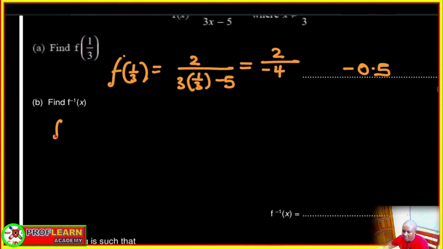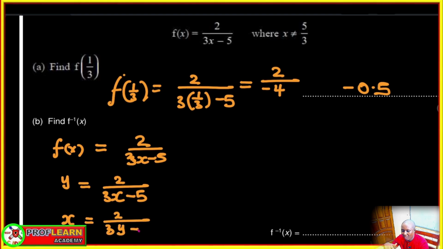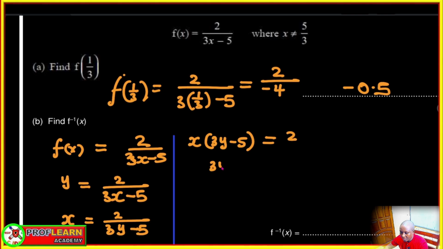The first thing that we're going to do is write f(x) like that. We change it to y. Once you change it to y, you switch x and y. Where you have y, you write x, and where you have x, you write y. Then we rearrange this to make y the subject of the formula. Then taking 5 to the other side, we have it positive, divided by 3.